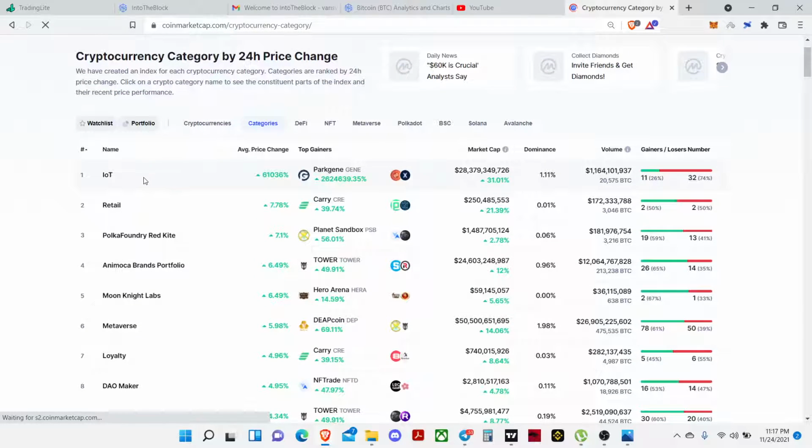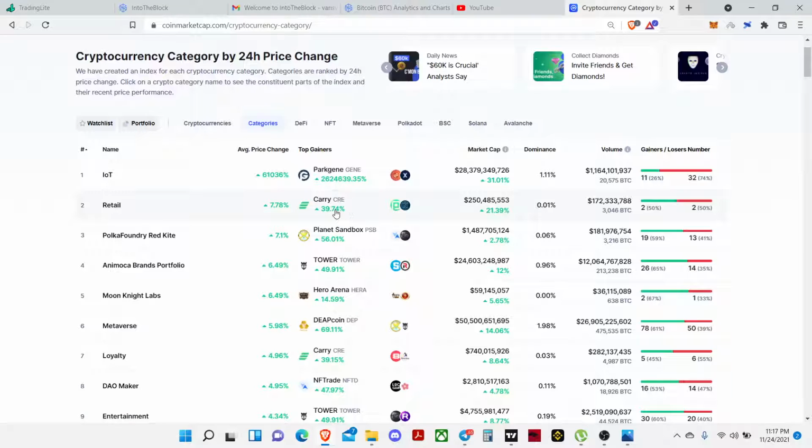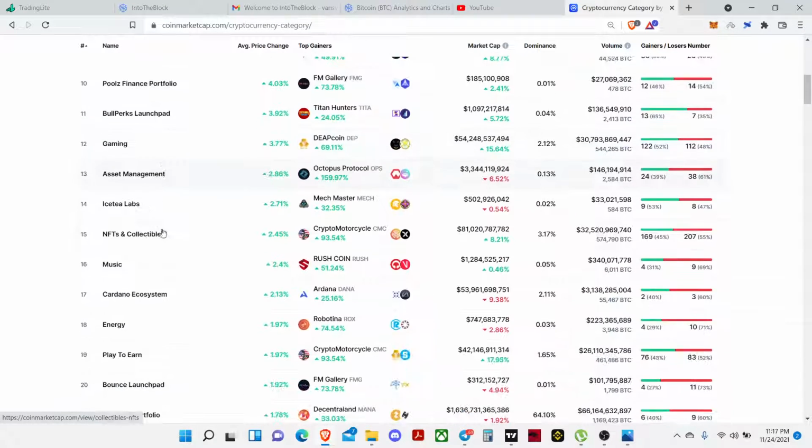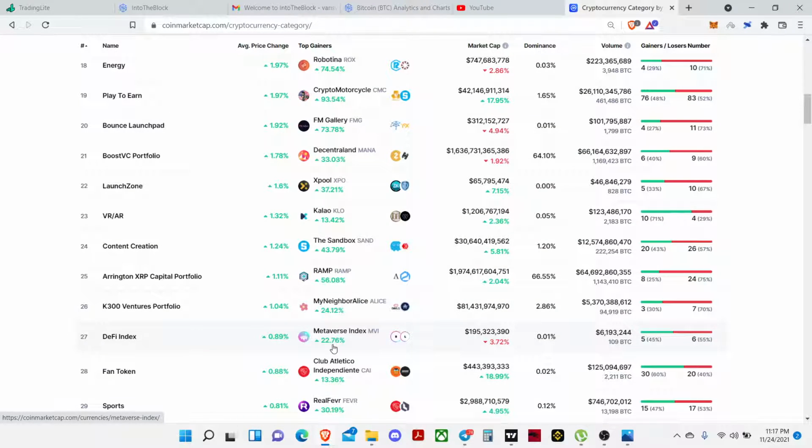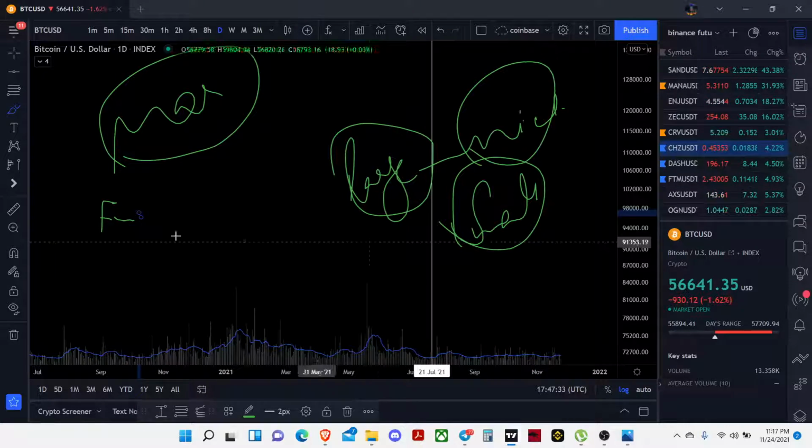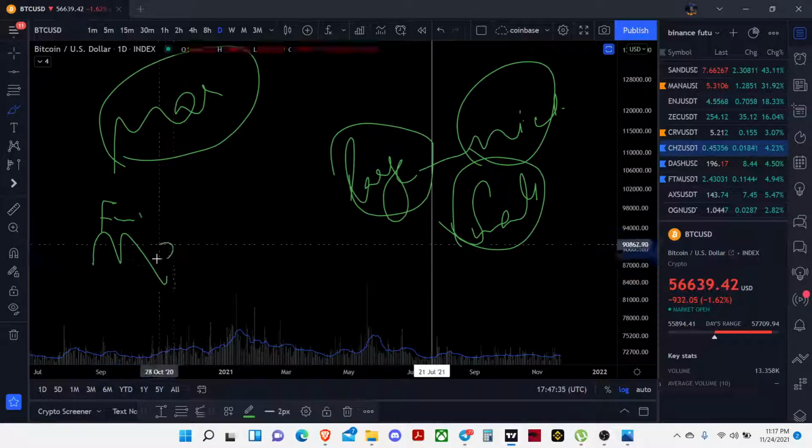So today we got the IoT devices category. It's pumping a lot, but I think it's an organized pump, or a listing pump or something like that. IoT devices and retail in this session, 39% pump or something. Yeah, there are a lot of categories out there, so we are pumping on a category basis, like the metaverse and gaming.